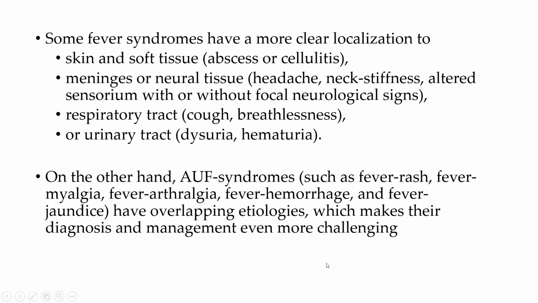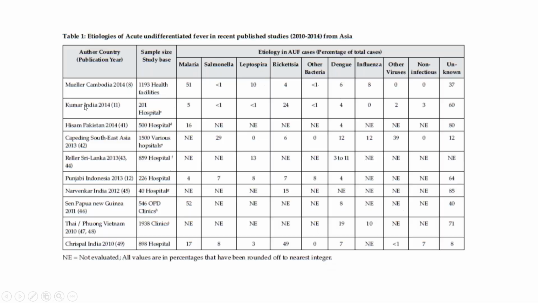So I just tried to show this table to you. This is from a research study which shows some of the common causes of fevers which are happening across, and these are reports which have come from various different parts of Southeast Asia. As you see, from Cambodia, India, Pakistan, entire Southeast Asia, and so there are numerous studies. There are different sample sizes which have been included, but the most common causes of acute fevers are malaria, salmonella, leptospira, rickettsia, other bacterial infections, dengue, influenza, other viral infections, non-infectious causes, and of course, there are many in which you are not able to find out what is the cause.